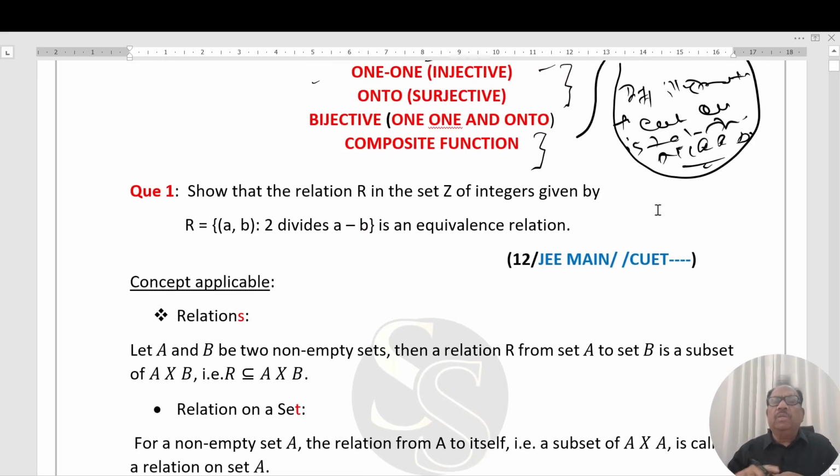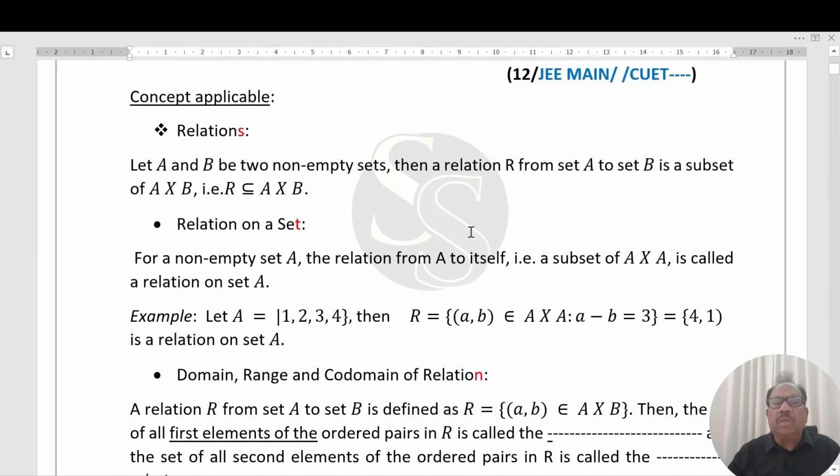Show that the relation R in the set Z of integers given by R = {(a, b): 2 divides a minus b} is an equivalence relation, right? Before I start the solution of the question, let's start with the concepts applicable in this case.